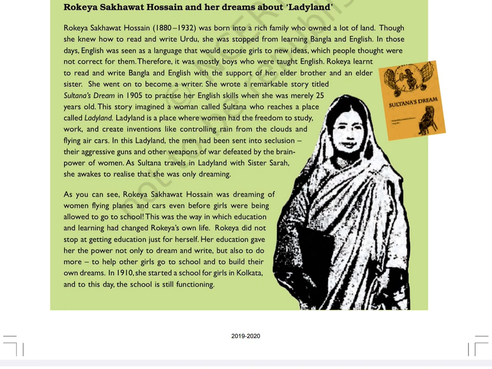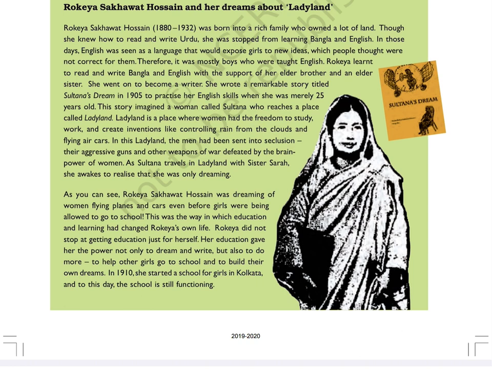She wrote a remarkable story titled Sultana's Dream in 1905 to practice her English skills when she was merely 25 years old. This story imagined a woman called Sultana who reaches a place called Ladyland. Ladyland is a place where women had the freedom to study, work, and create inventions like controlling rain from the clouds and flying air cars.